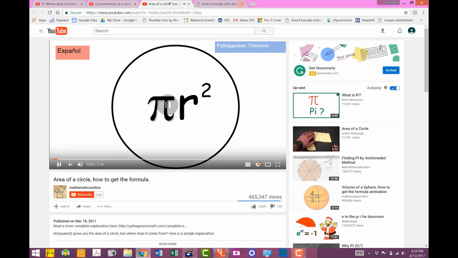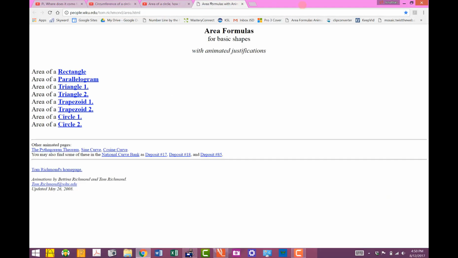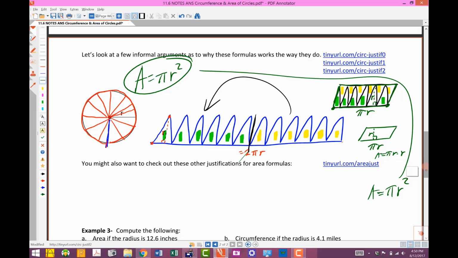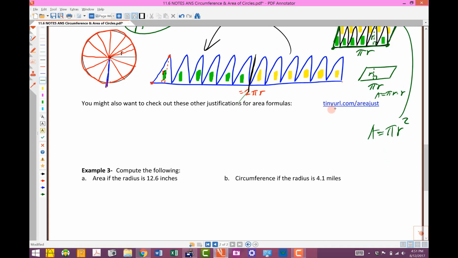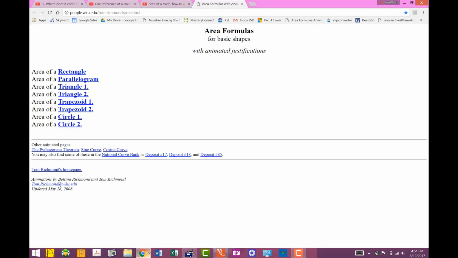Okay? So let me get rid of that, and I'm going to come over here. This is the last one, okay? So this is that one right here. So I did it tinyurl.com area just for area justification. So if we come over here, this actually has an area kind of justification or an argument or a proof for each one of these. So for rectangles, triangles, parallelogram, a couple for triangles, a couple for trapezoids, and then a couple for circles also. So if you go to those websites, you can kind of see a good justification for each one of those.